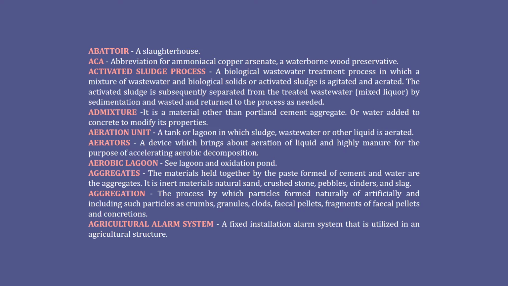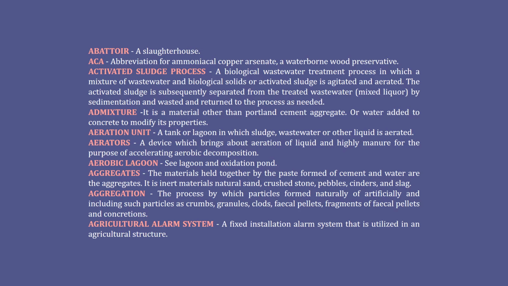Activated sludge process: a biological wastewater treatment process in which a mixture of wastewater and biological solids or activated sludge is agitated and aerated. The activated sludge is subsequently separated from the treated wastewater, mixed liquor, by sedimentation and wasted, and returned to the process as needed. Admixture: a material other than Portland cement, aggregate, or water added to concrete to modify its properties.